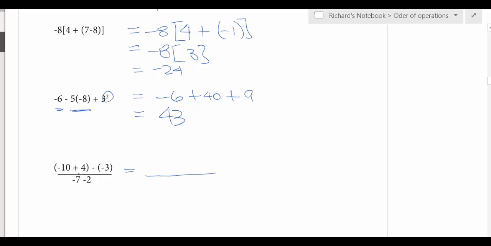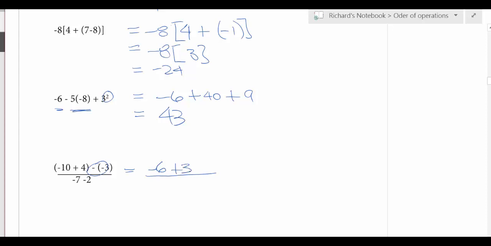Up top, I've got 2 numbers in parentheses, -10 and +4. So I'm going to add those together. -10 plus 4 is -6. And then there's a double negative. -3 is +3.